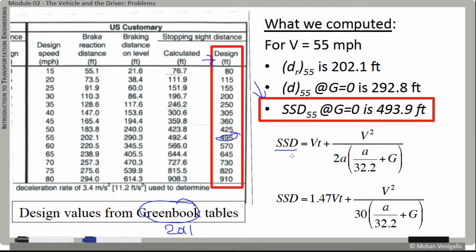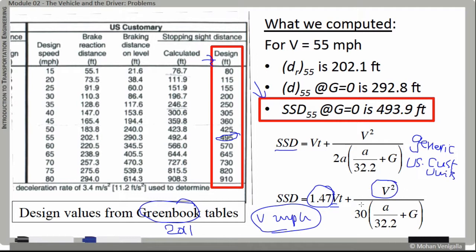Anyway, now this is the generic formula. Generic, of course, in US customary units. And if you want to use V specifically in miles per hour, remember we constantly keep using that conversion factor of 1.47. So if you want to use V directly in miles per hour, you will use this formula, whereas here V has to be in feet per second. You have to convert it into feet per second. Directly here you have to substitute the V value in miles per hour. The conversion is taken care of in the denominator, this 30 as opposed to 2a. So this is the formula you will see in the FE reference book.